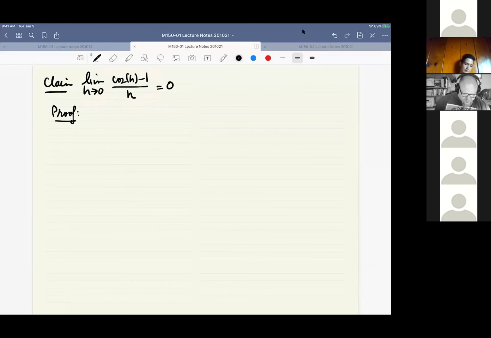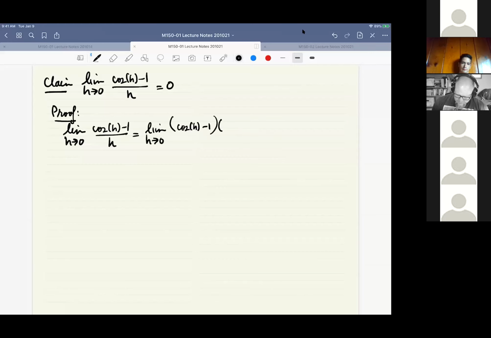But we're mathematicians. We want proof. And it turns out the proof here isn't too hard, so I'm going to show it to you. The other proof isn't that hard either, but it's a little complex. What I'm going to do here is multiply the top and the bottom by the same thing. I'm going to multiply the top and the bottom by cosine of h plus 1.